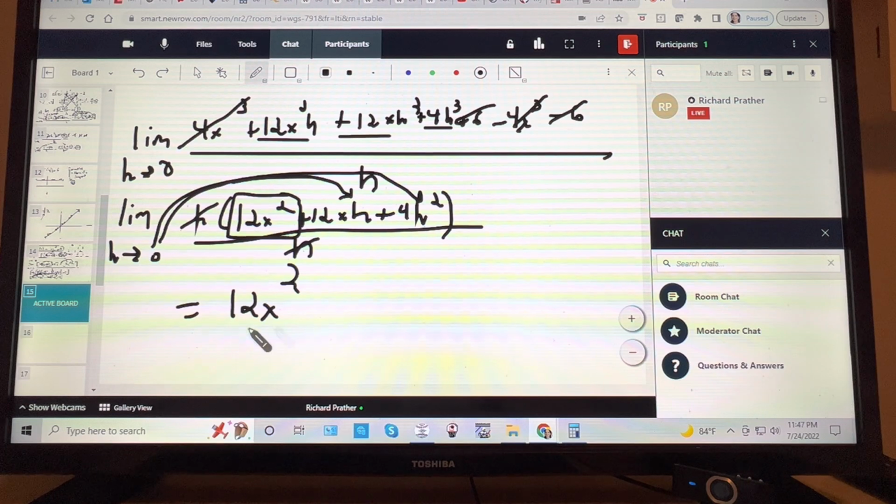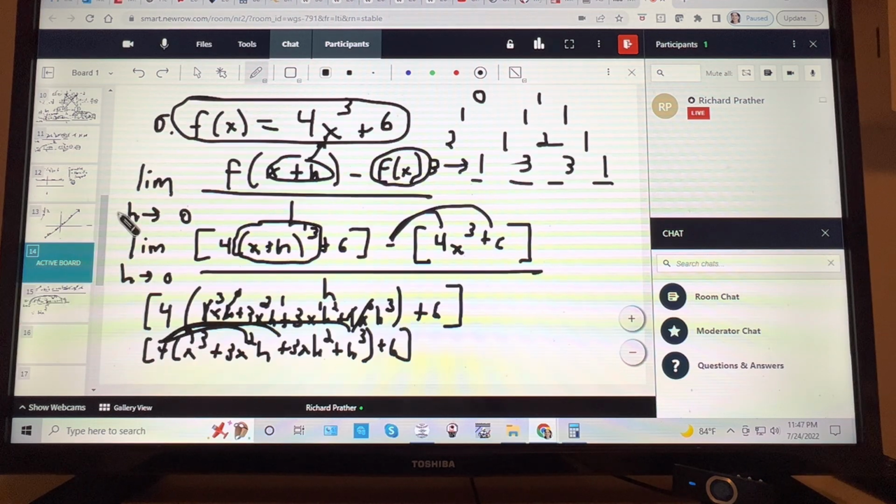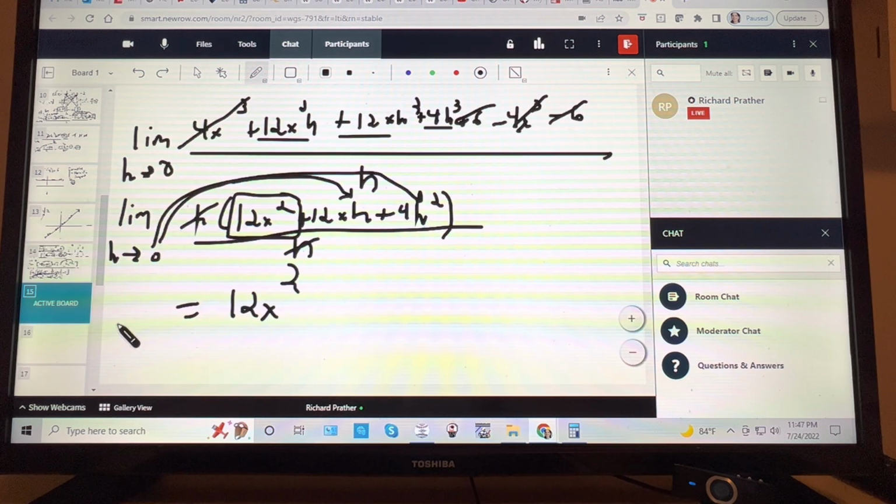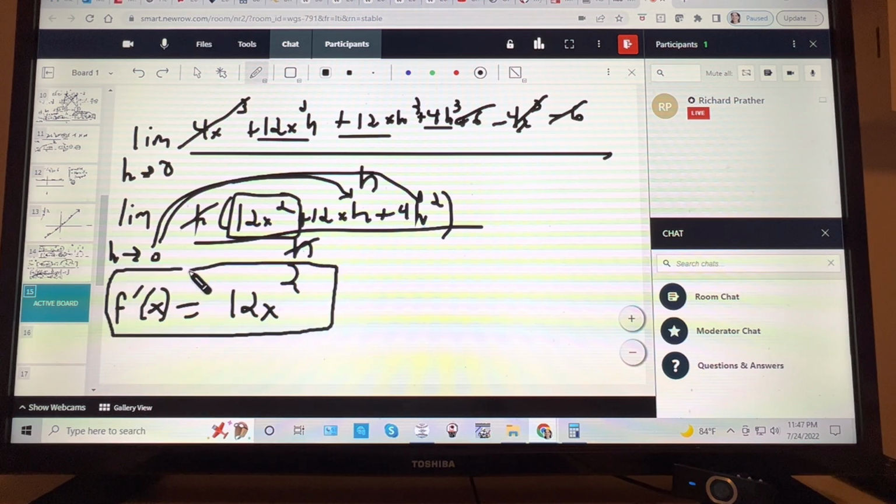12x squared. And the way we denote this is the original function was f of x. This derivative symbol is called f prime of x. You put a little apostrophe, so that lets the reader know, okay, this is the derivative of the original f of x function. And then the advantage is now I can do any x I want. I can do f prime of 2, f prime of 3, f prime of 4, and it's just plugging in new numbers right here.